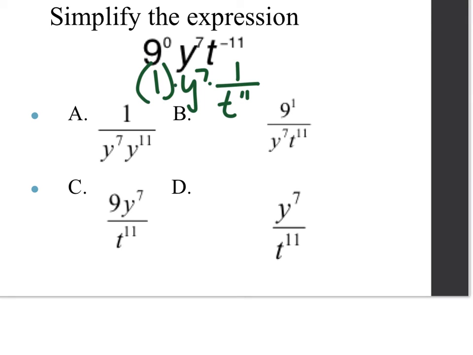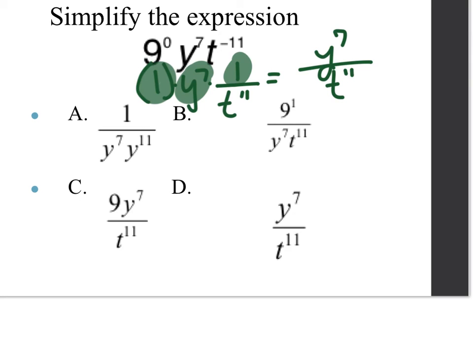Now knowing these are all multiplied together, this becomes 1 times y to the 7th, that's y to the 7th obviously, times 1. So you're multiplying this, this, and this. And then your denominator is t to the 11th. So this is the answer to this problem.